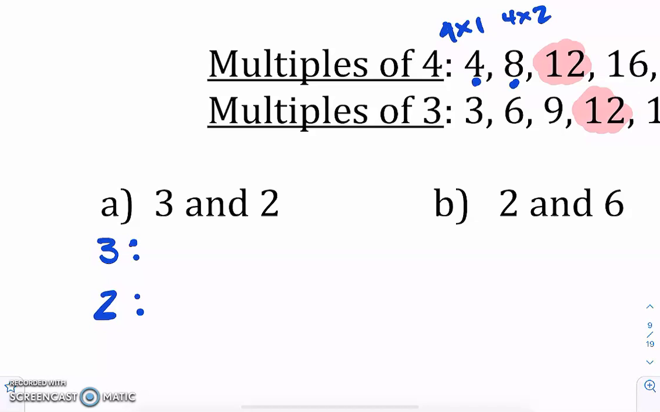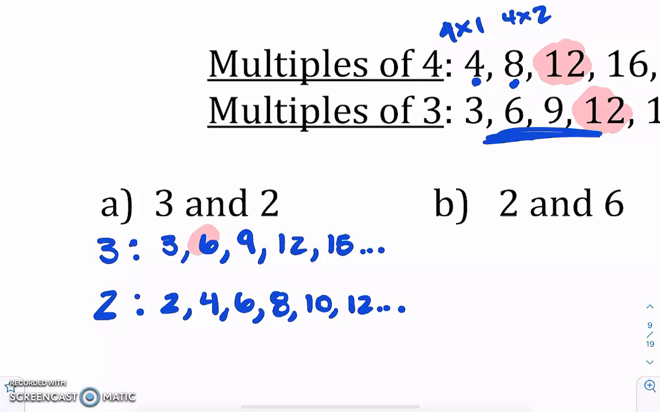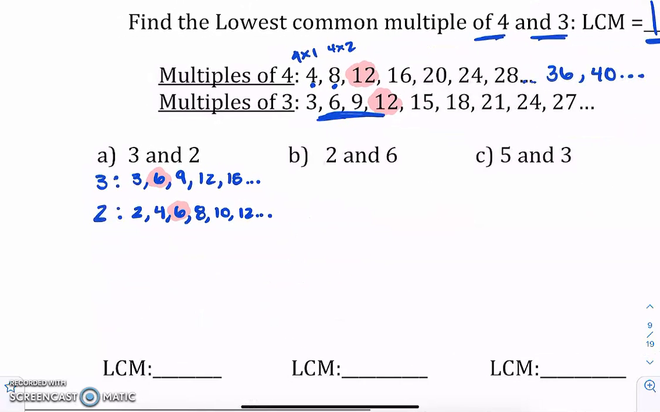So you can always just list them out. So 3, you can either do them in your head or you have them right above you there. So 3 times 1, 3 times 2, 3 times 3, 3 times 4, 5. Okay. Multiples of 2, 2 times 1, 2 times 2. So 6, 8, 10. Again, it would keep going. So the first number that they both share in common that they divide into is 6. So that's going to be your lowest common multiple for those.